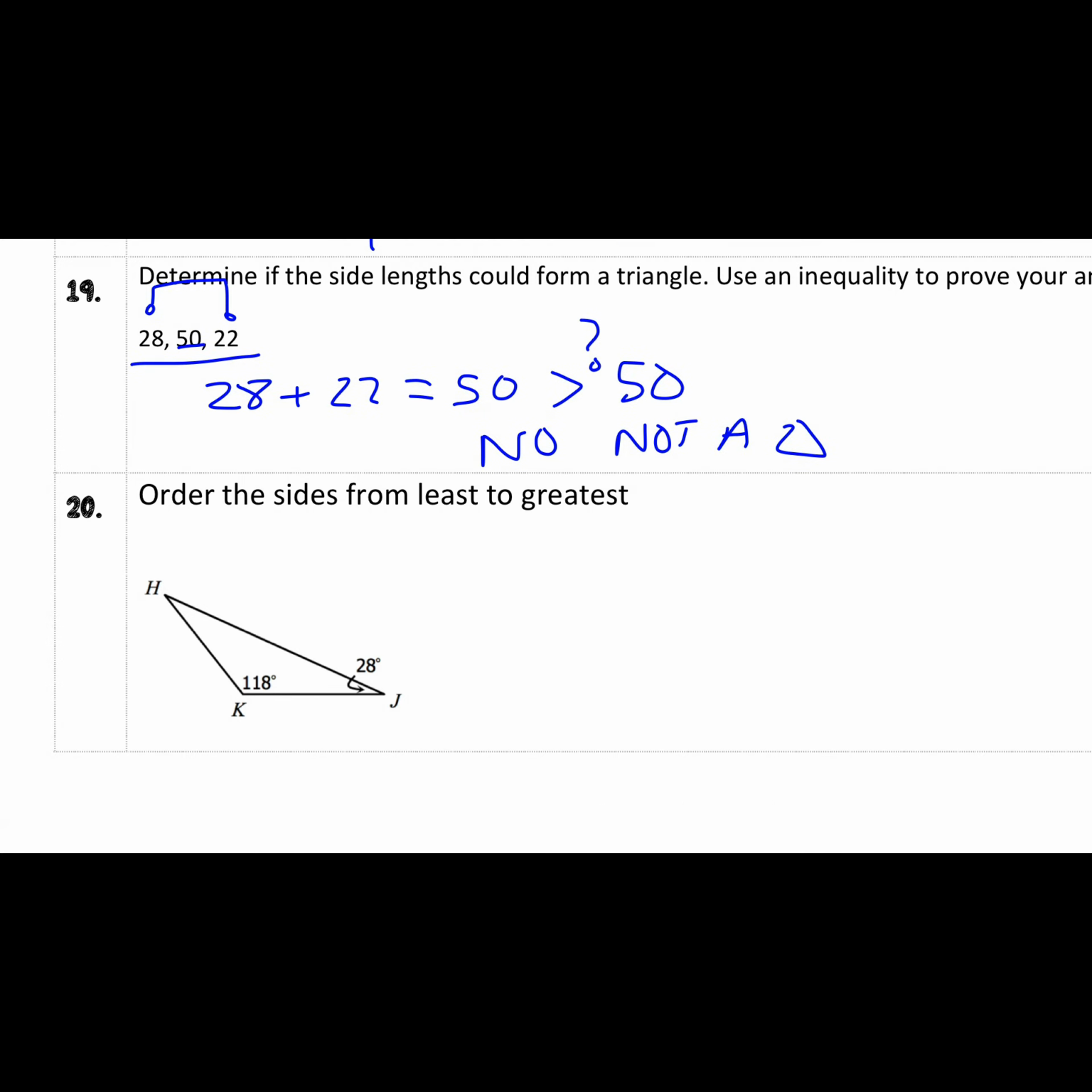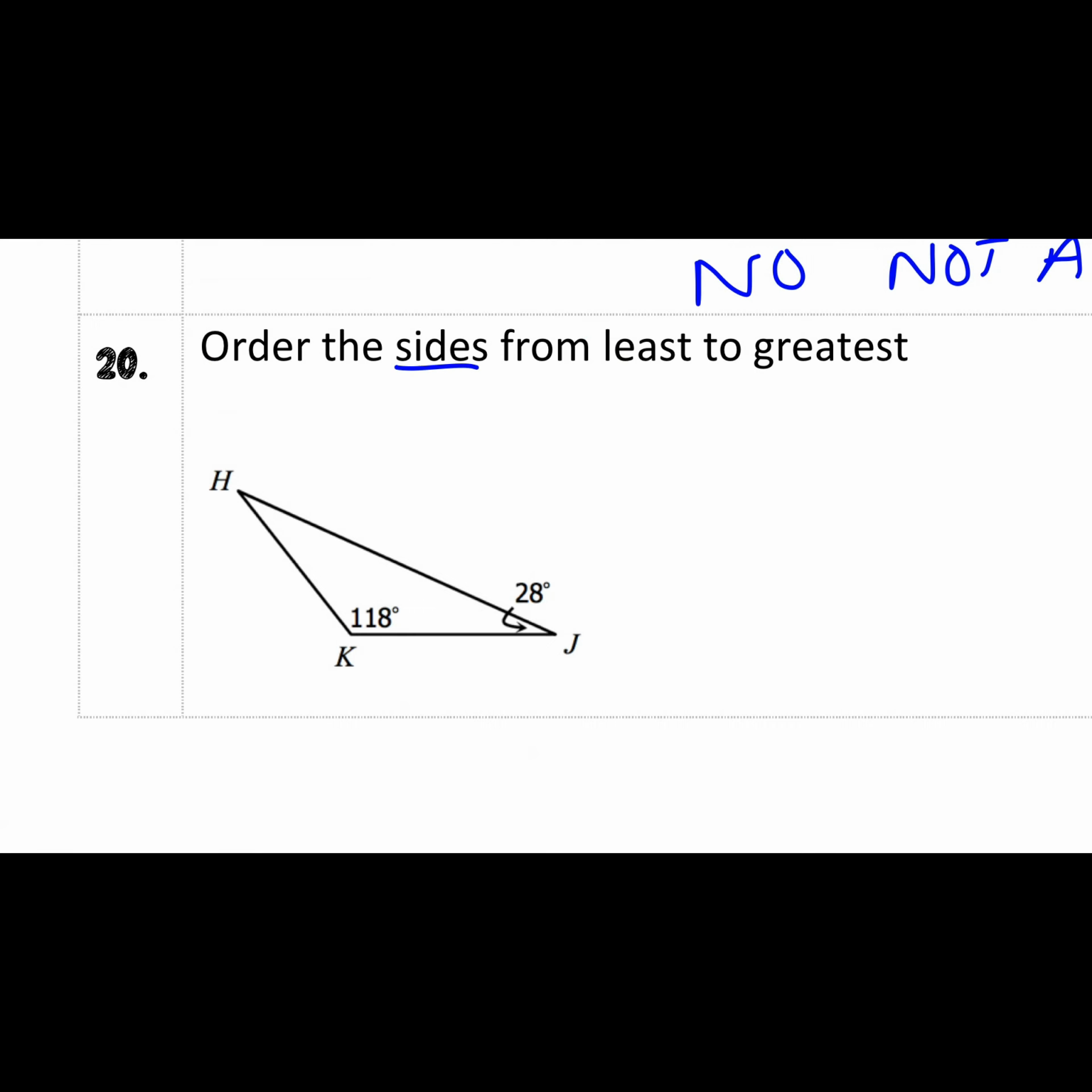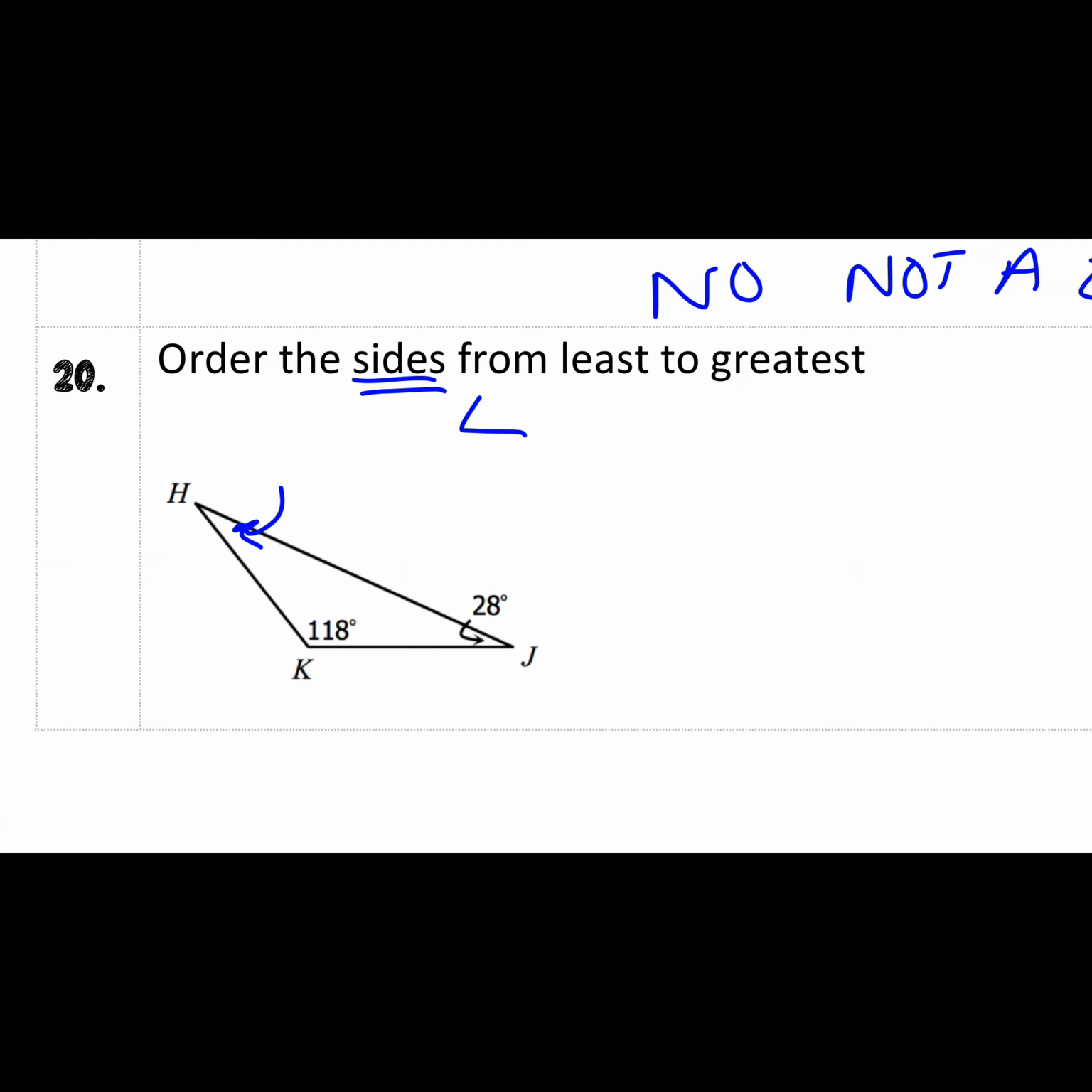Okay. And the last one says, order the sides from least to greatest. So in order to order the sides, we need to be able to order the angles. And in order to order the angles, I need to know what all of the angles are. But right now, I only know 2 of the 3. But it's a good thing we know all triangles sum up to 180. So I'm going to figure out, what do these two add up to? 118 and 28. 6, 1, 3, 136. Did I do that wrong?